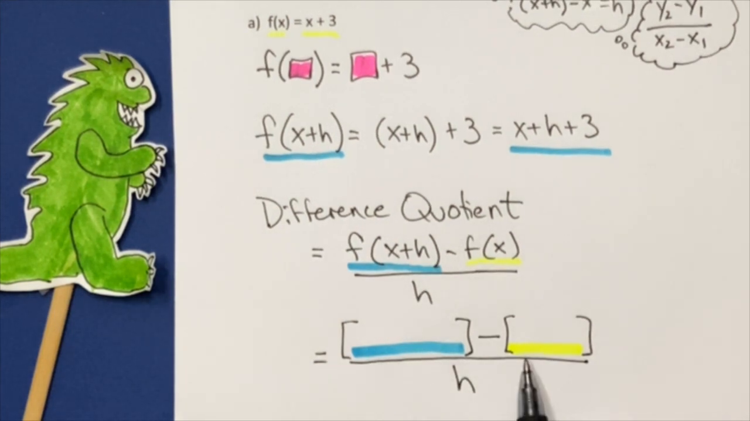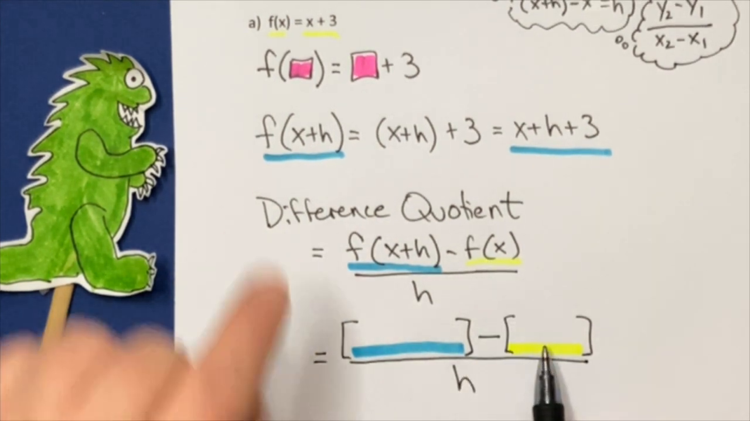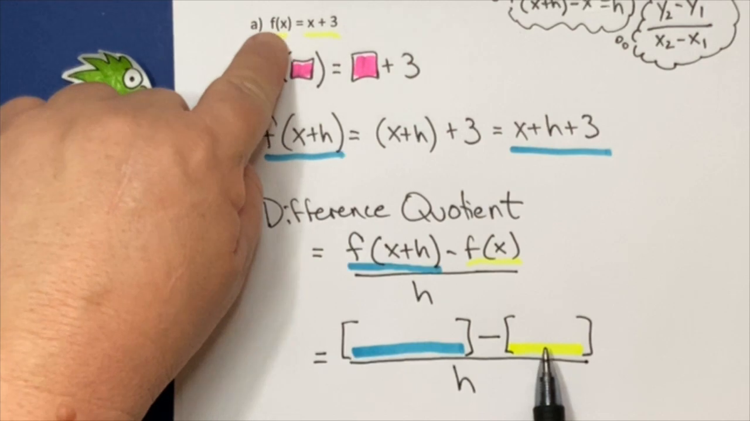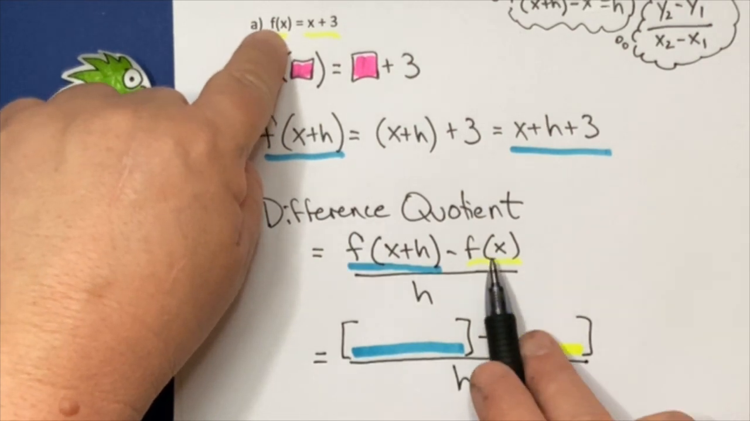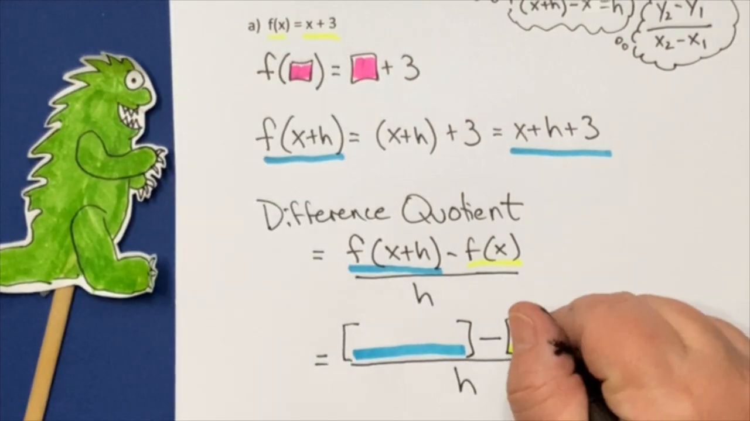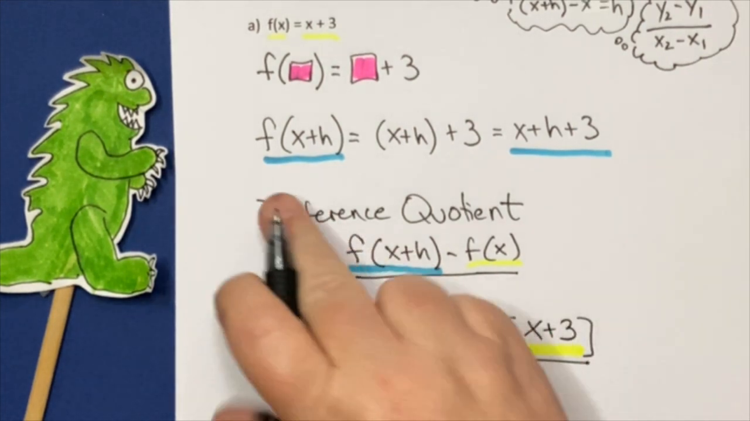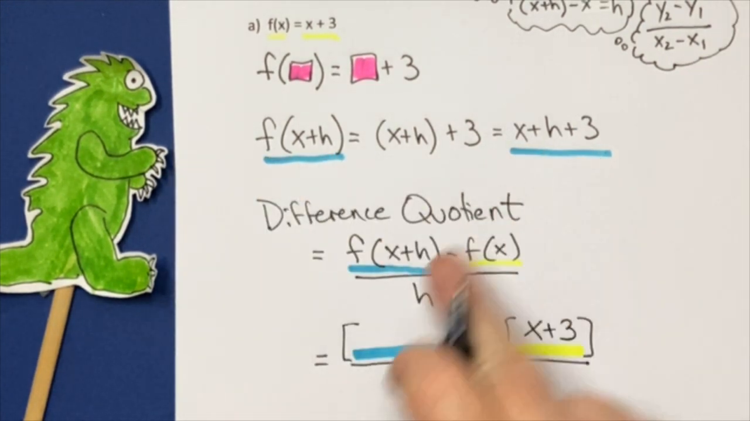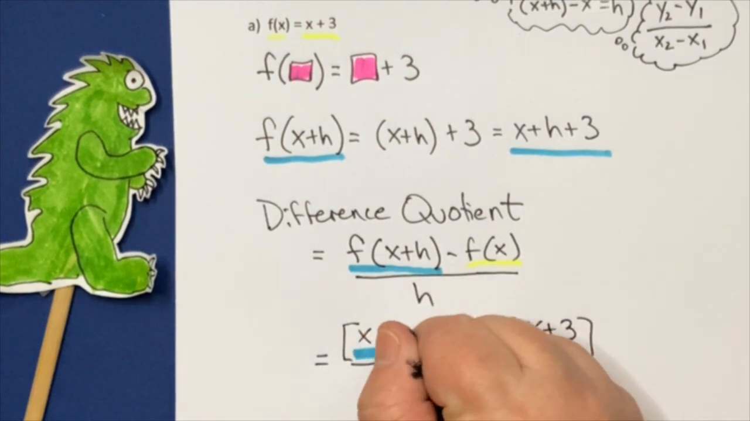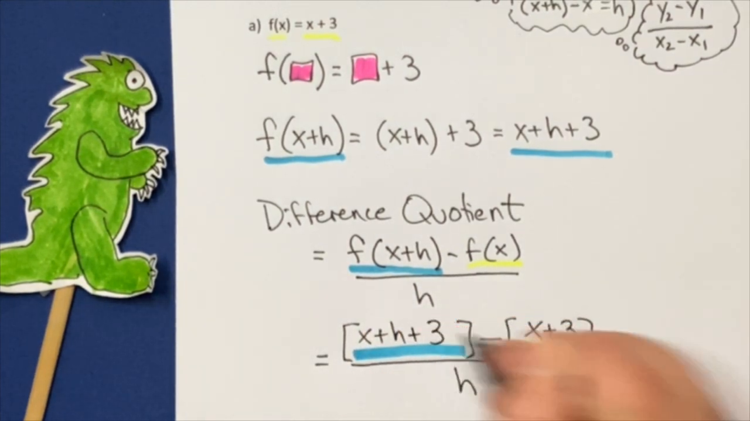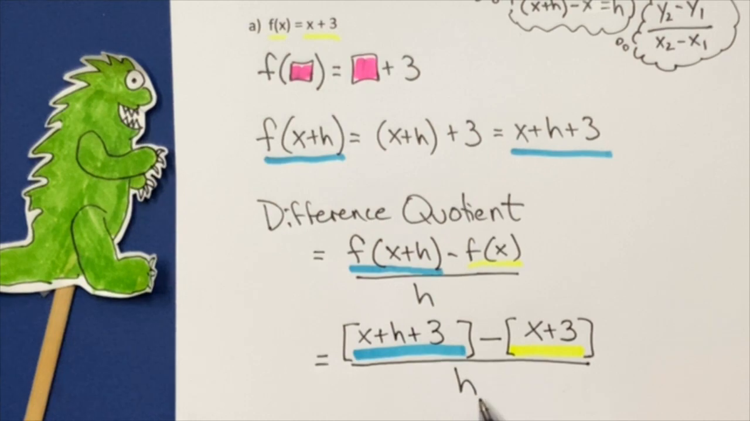Okay, so for my plain, my f of x, that's whatever's given originally. f of x is just x plus 3. So x plus 3 goes in here. That's the plain version. Then I got the fancy version right there. That's my blue version, x plus h plus 3. And then I remember to divide the whole thing by h.